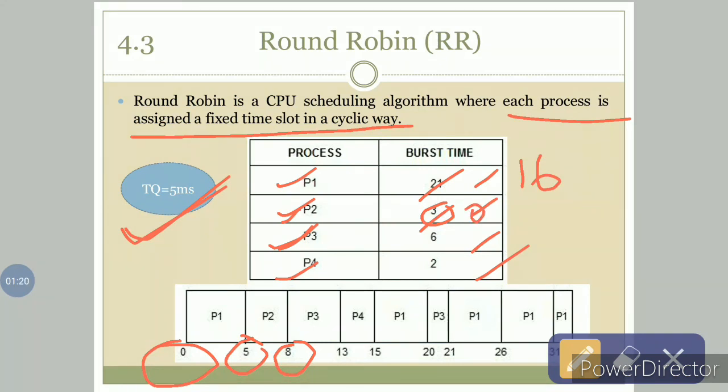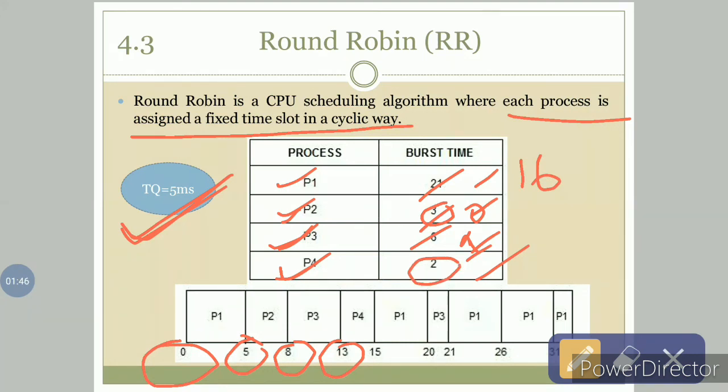Next P3 comes in and starts its execution with 6 units of time, but here we can use only 5 units of time, so what remains? It still requires 1 unit of time to be executed later on. So P3 executes with 5 units of time, which means 8 plus 5 is 13.